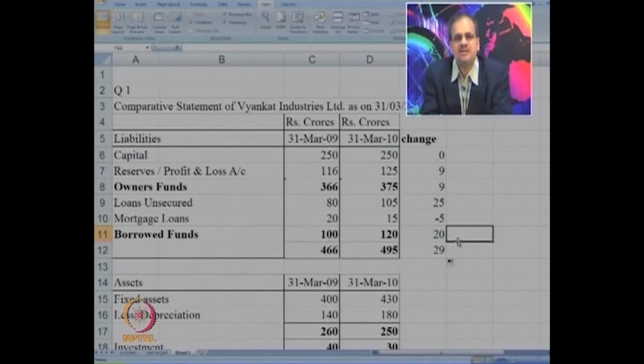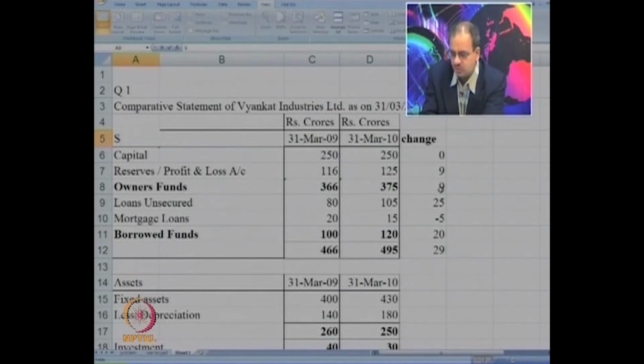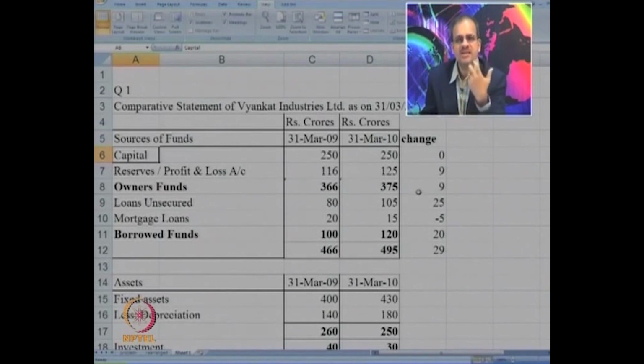So, you can see that reserves and surplus has increased by 9, overall owner fund has increased by 9, unsecured loans have increased by 25, mortgage loan has decreased by 5. So, on the whole, borrowed funds have increased by 20, total increase in the liabilities is 29. Instead of liabilities, now I will rechange it to sources of funds, so that it makes more sense to you.